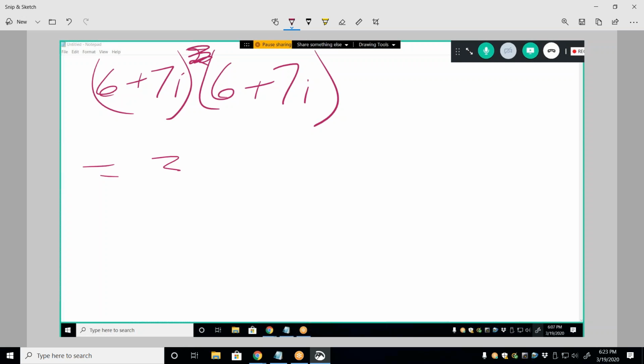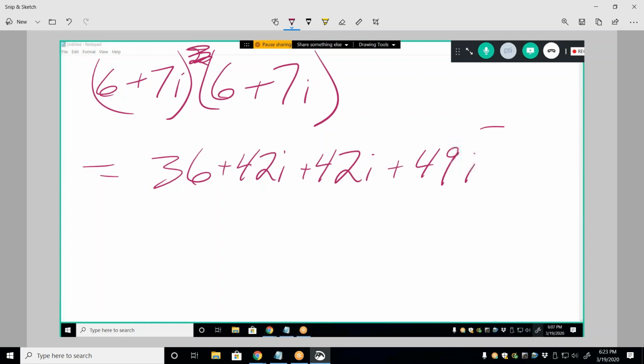So 36 plus 42i plus another 42i plus 49i squared. Simplify. So that's 84i. So it's 36 plus 84i, plus, oh, so then it would be minus 49. And simplify.